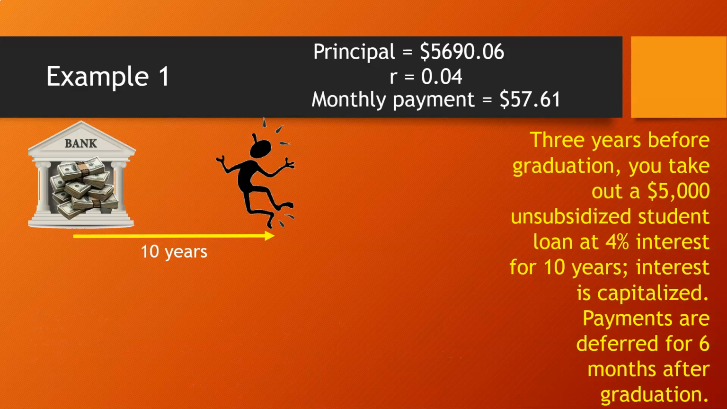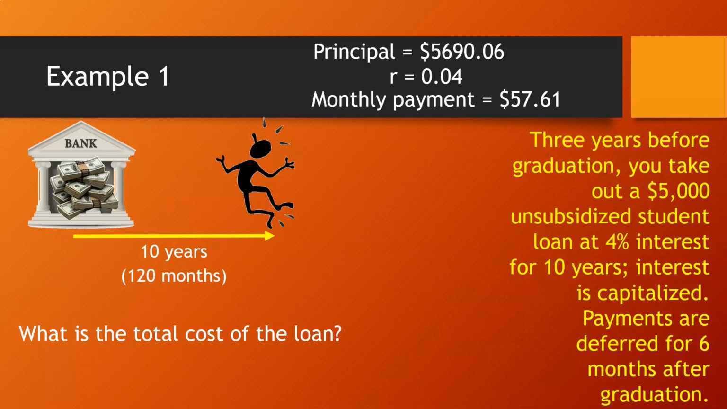Now we're going to make that payment every month for 10 years. So that's going to help us answer the last question. What is the total cost of the loan? So we pay $57.61 for 10 years. That means a total of 120 months. So the total cost of the loan is 120 payments of $57.61, or $6,913.20.